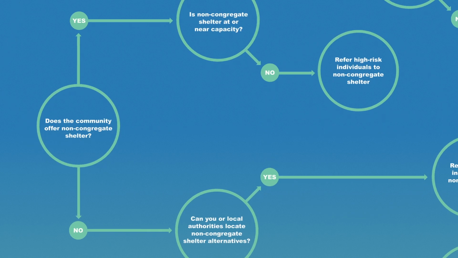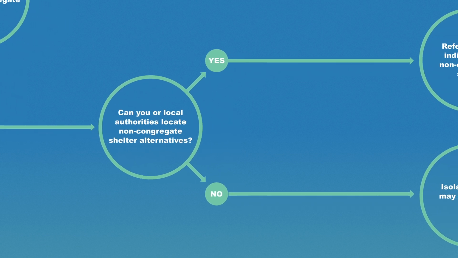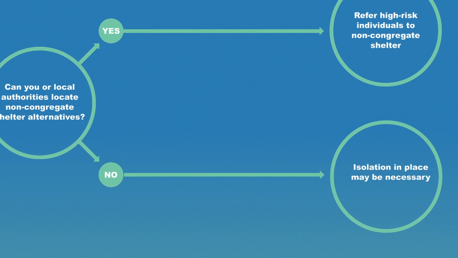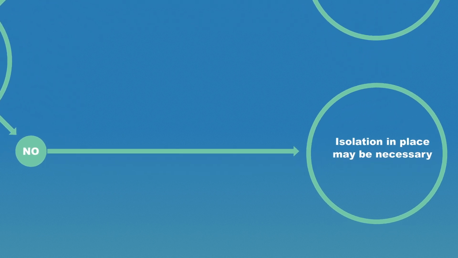If your community does not offer non-congregate shelter, or there are reasons why that is not or will not be an option in the future, then isolation in place may be necessary. Again, discuss options with your public health and COC partners.